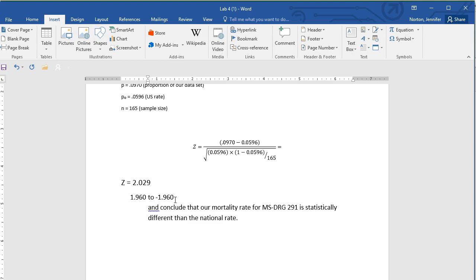There is an example in your textbook. For the example in your book, they come up with a z-statistic of a negative 1.36. Again, for this one, that is not more extreme, and therefore they would not reject the null hypothesis.